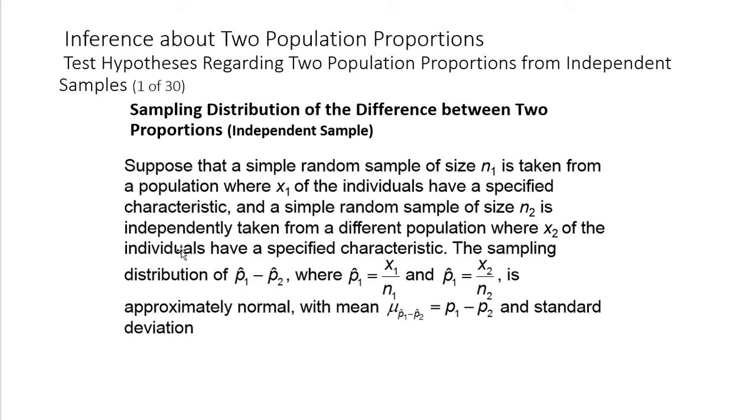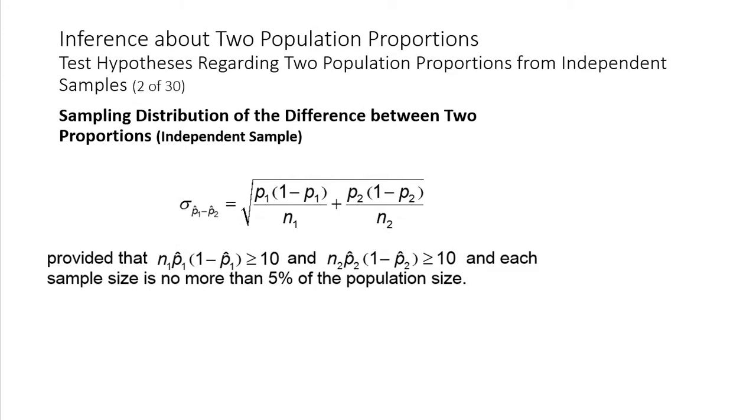that is the population proportion of the first sample minus the population proportion of the second sample, and the standard deviation is given by this formula, which is equal to the square root of p1 times 1 minus p1 divided by n1 plus p2 times 1 minus p2 divided by n2, provided that n1 times p1 hat times 1 minus p1 hat is greater than or equal to 10, and similarly, n2 times p2 hat times 1 minus p2 hat is greater than or equal to 10, and the sample size is no more than 5% of the population size.